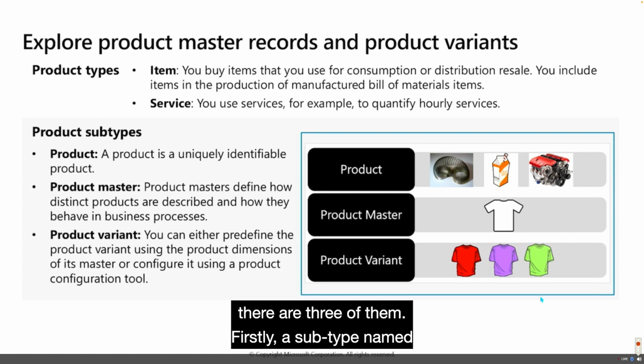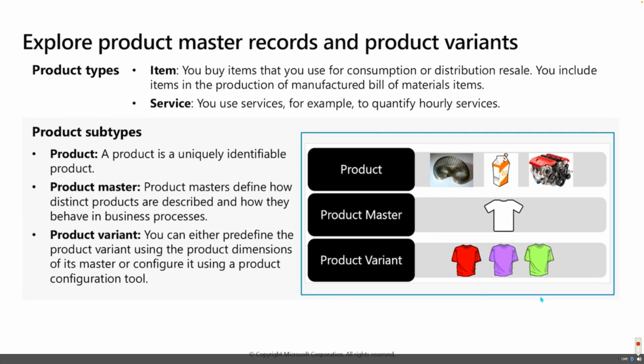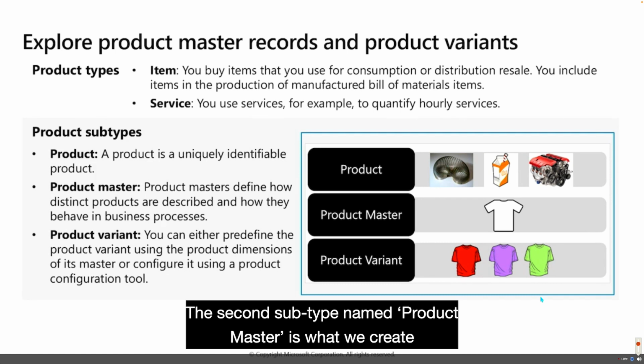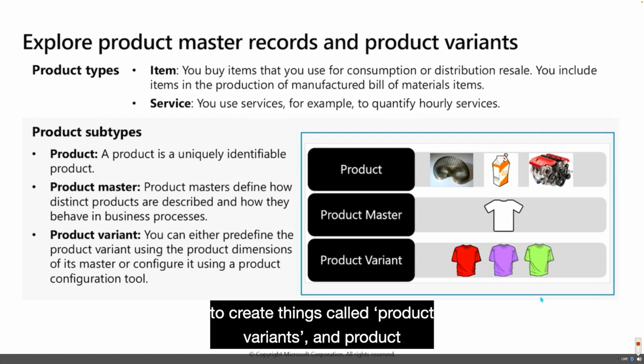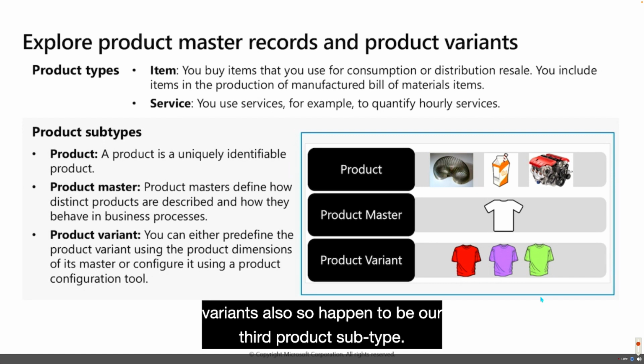Now, to add on to that, we can actually have product subtypes too, and there are 3 of them. Firstly, a subtype named product is referring to a uniquely identifiable product. It doesn't vary at all, and for this reason, it doesn't allow you to associate dimensions with this subtype like different colours or sizes. The second subtype, named product master, is what we create to create things called product variants, and product variants also so happen to be our third product subtype.